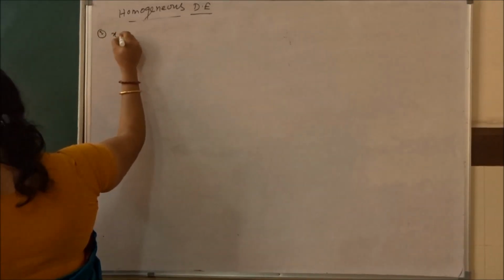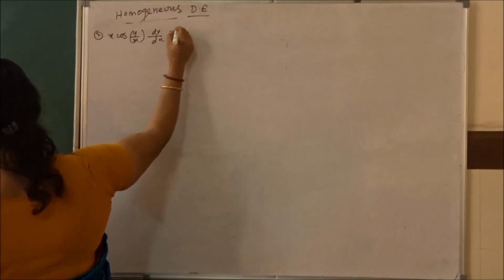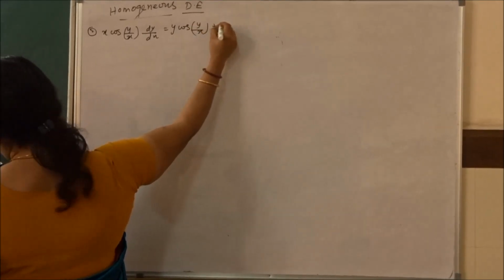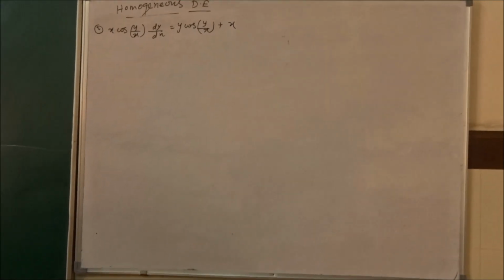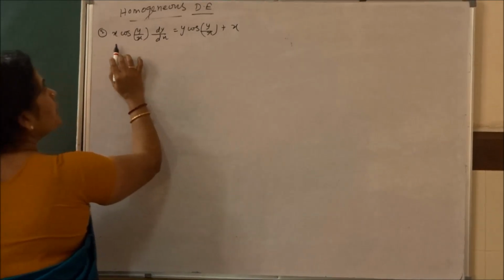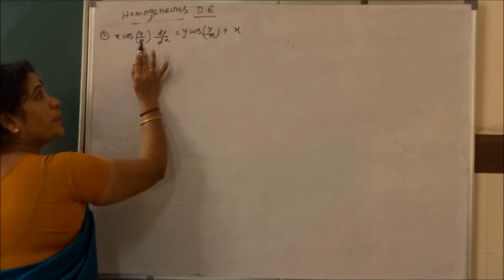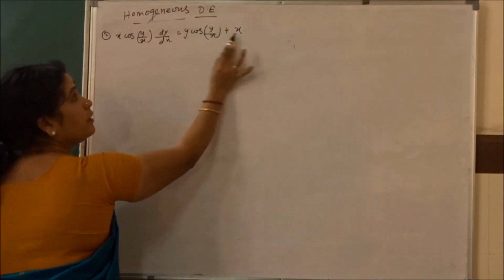Another example I am taking: x into cos y by x into dy by dx, that is equal to y cos y by x plus x. Okay, fine. Now see the question. This is y upon x, so you can decide it is homogeneous. This is degree 1, degree 1, degree 1.